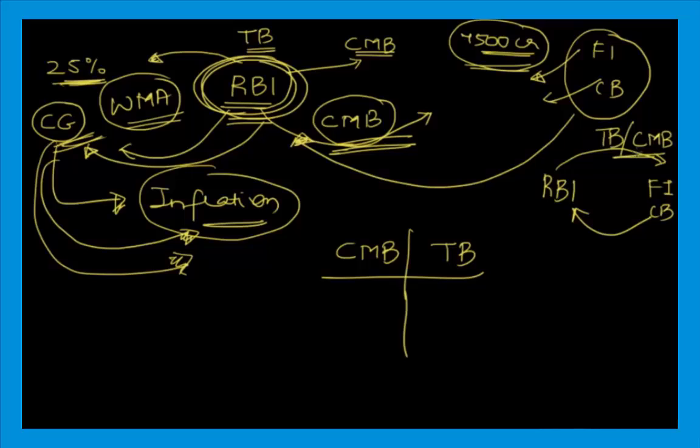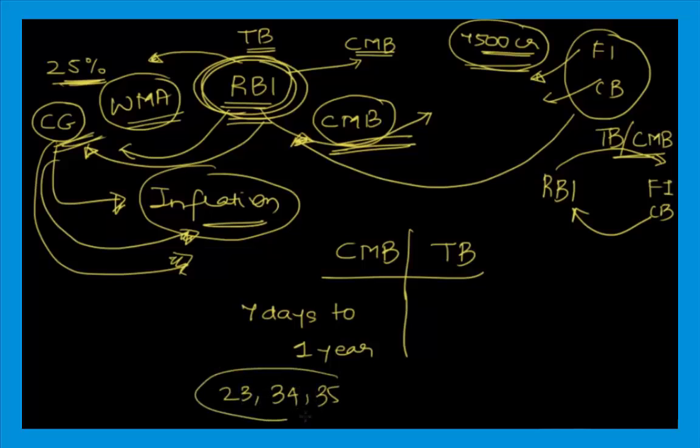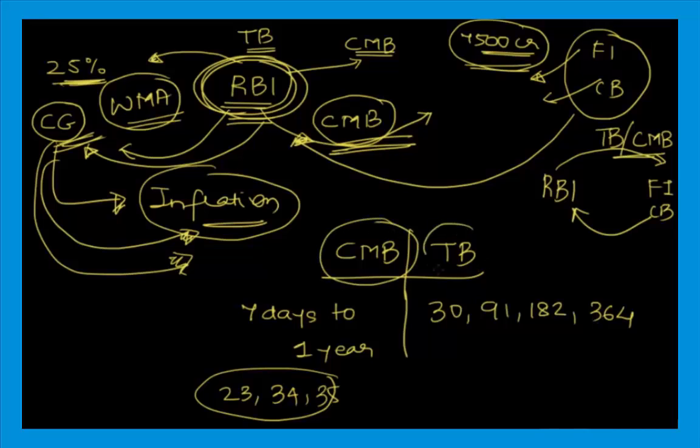So what's the difference? The primary difference is that cash management bills can be issued for a tenure anywhere between 7 days to 1 year. So you can issue a 23-day paper, a 34-day paper, or a 35-day cash management bill, but a treasury bill can only be for 30 days, 91 days, 182 days and 364 days. That's the prime difference between a cash management bill and a treasury bill, which is the tenure for which it is issued. I hope it's clear so far.